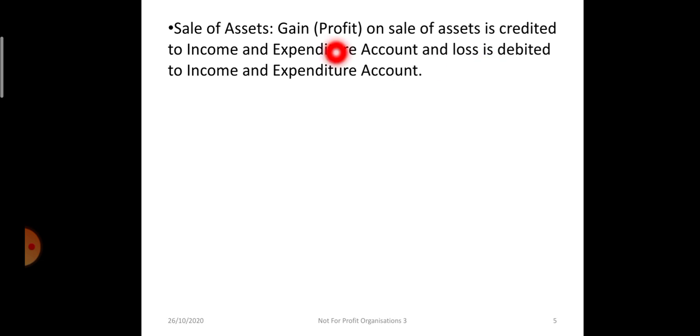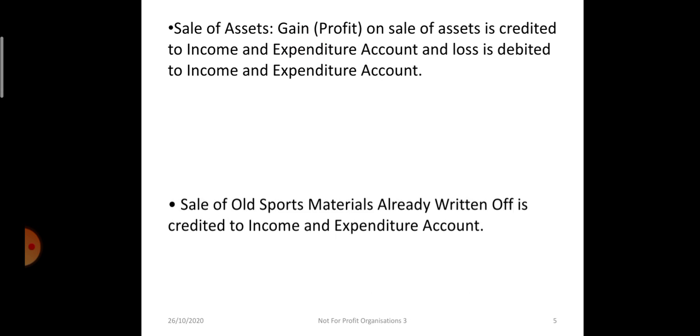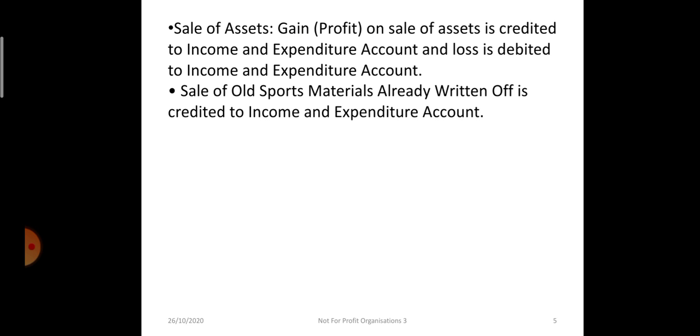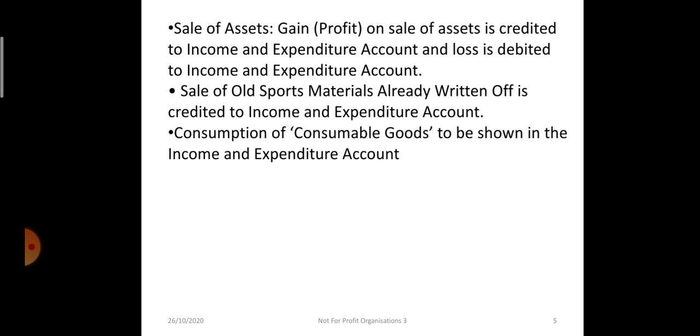If assets are sold and there is a profit, it will be shown on the income side, and if there is a loss, it will be debited to income and expenditure. Sale of old sports material will be considered as income. Sports materials are consumable items, so they are written off and their value is not considered. Whatever amount is received will be considered as income, credited to the income and expenditure account.